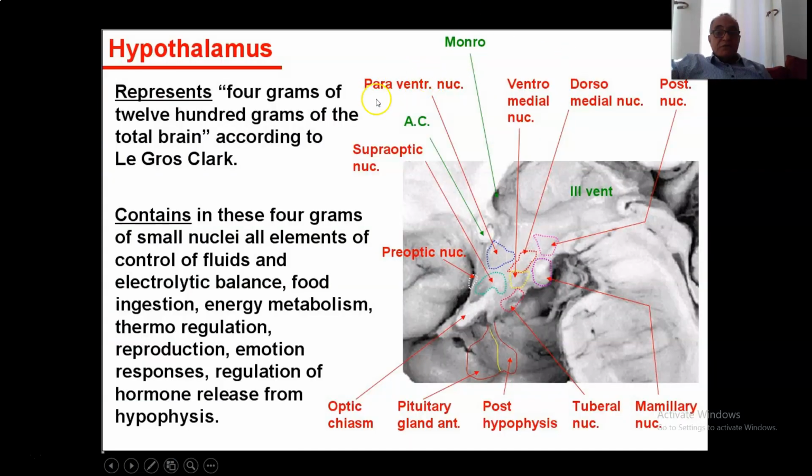The hypothalamus is an organ weighing only 4 grams of 1200 grams of the total brain. These 4 grams have all the vital functions of the human body, all the essential functions, all the homeostasis of the human body, and any affection of this hypothalamus, whether total or partial, is either incompatible with life or leaves the patient with severe disability.